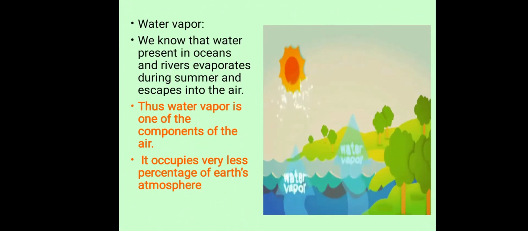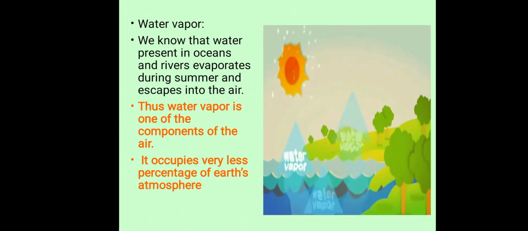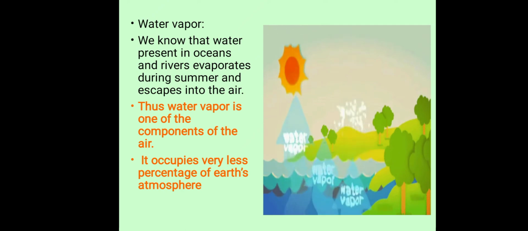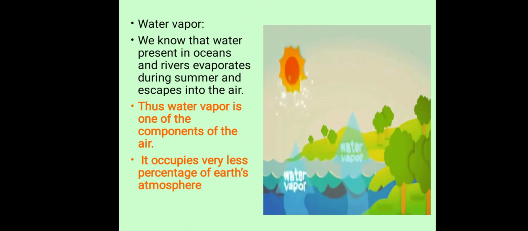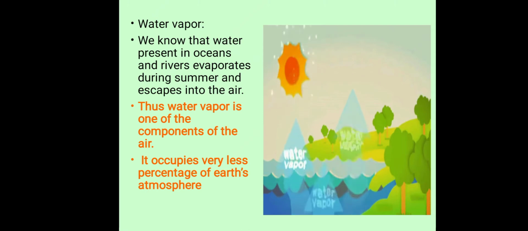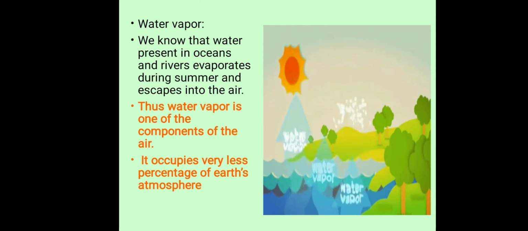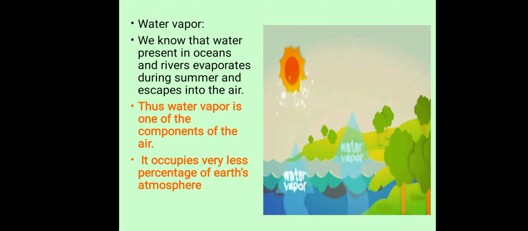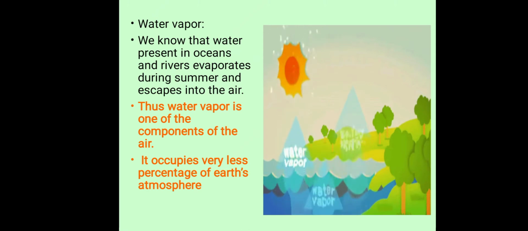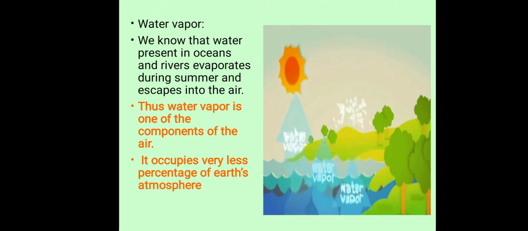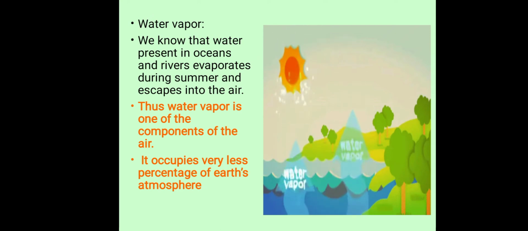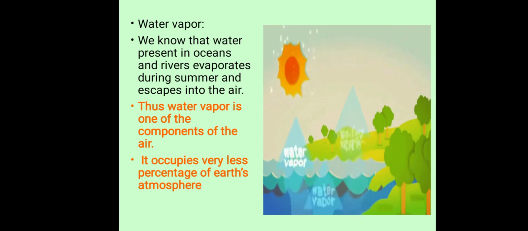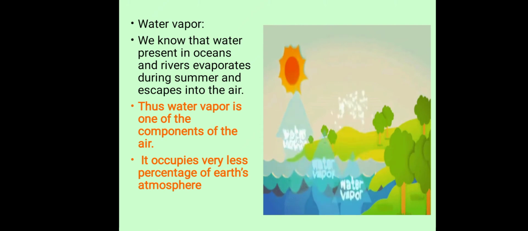So let us understand the first component, that is water vapor. We know that water present in oceans and rivers evaporates during summer and escapes into the air. Thus, water vapor is one of the components of the air. It occupies a very small percentage of Earth's atmosphere.